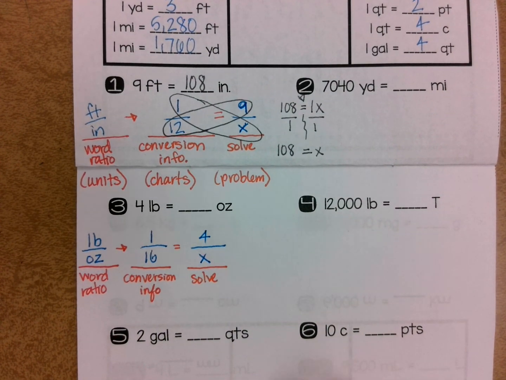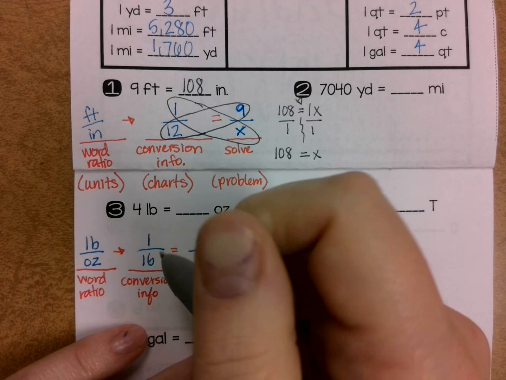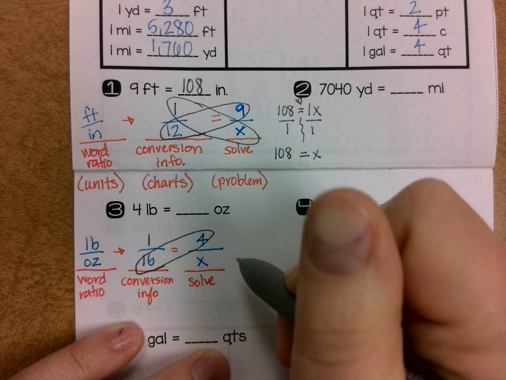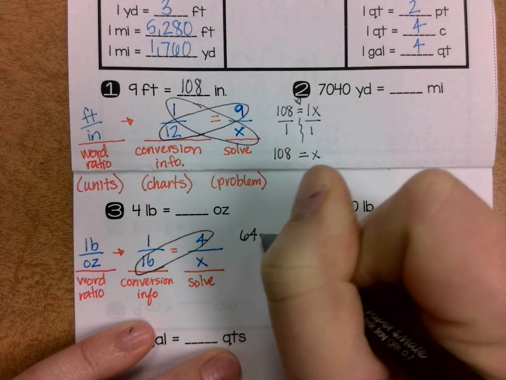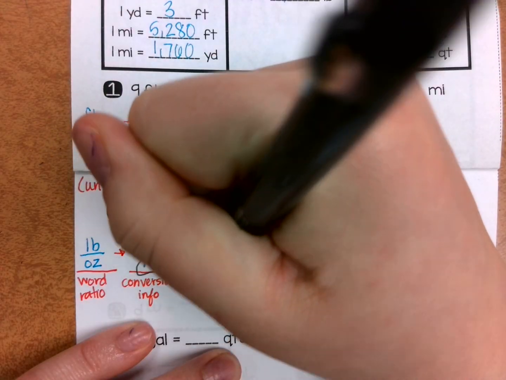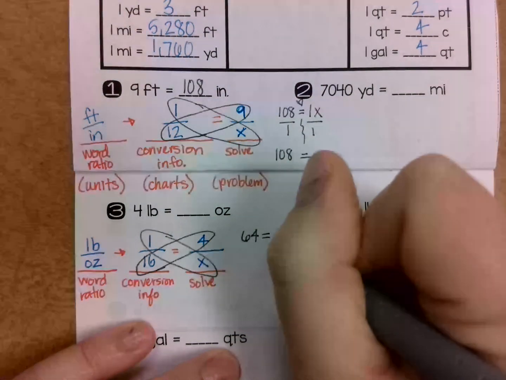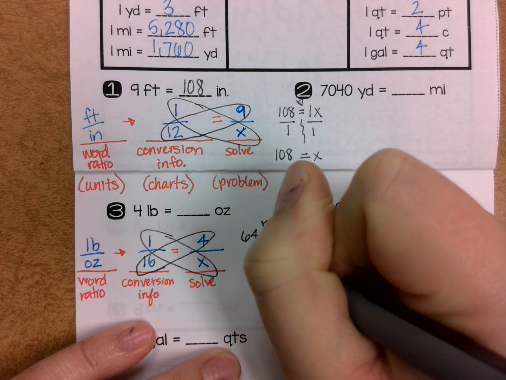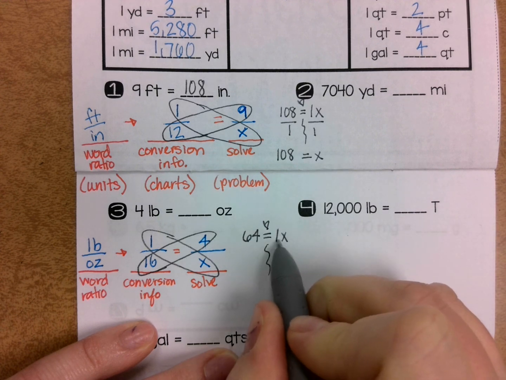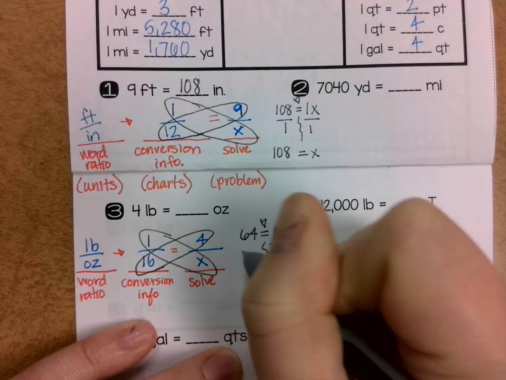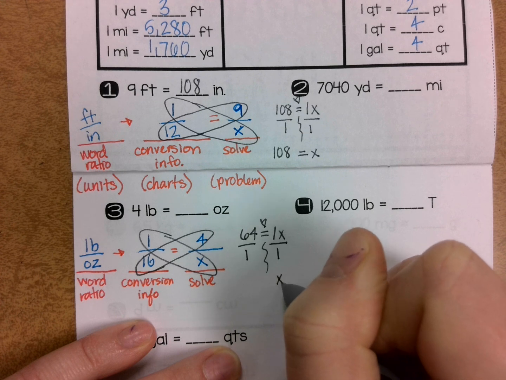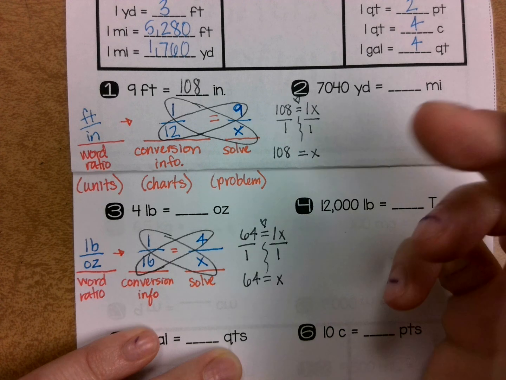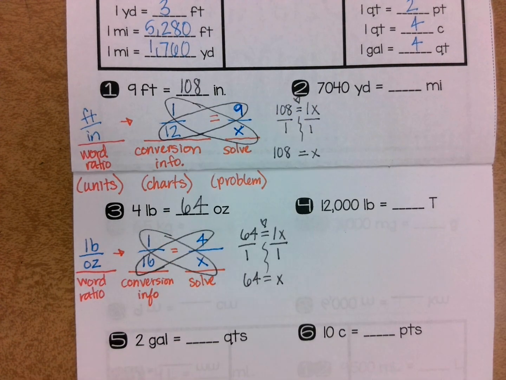Again, we need to use cross multiplication to help us solve. So we're going to take 16 times 4. 16 times 4 is 64. I need to set that equal to the other side, which is 1 times x, which is 1x. Remember, when it's side by side, that's multiplication. So I need to divide both sides by 1. And we see that x is equal to 64. So 4 pounds is going to be 64 ounces.